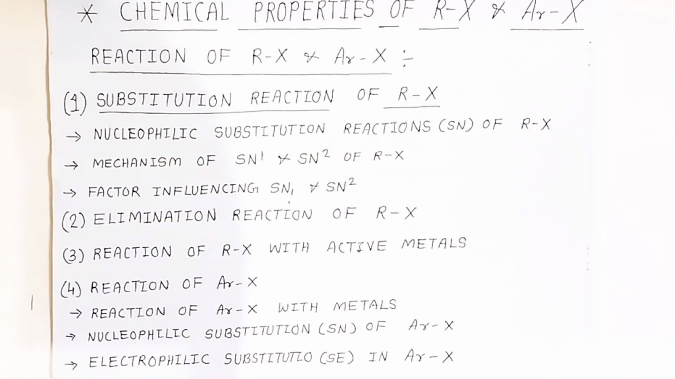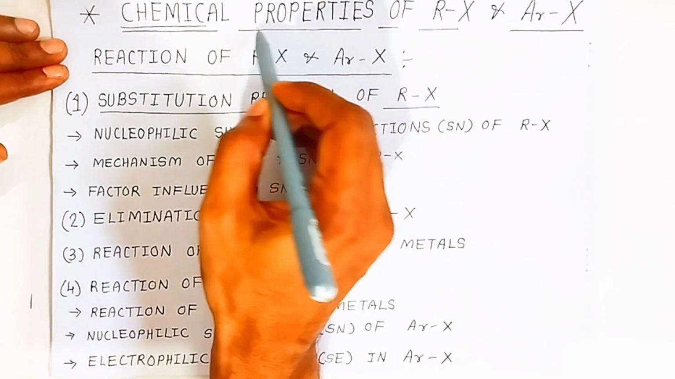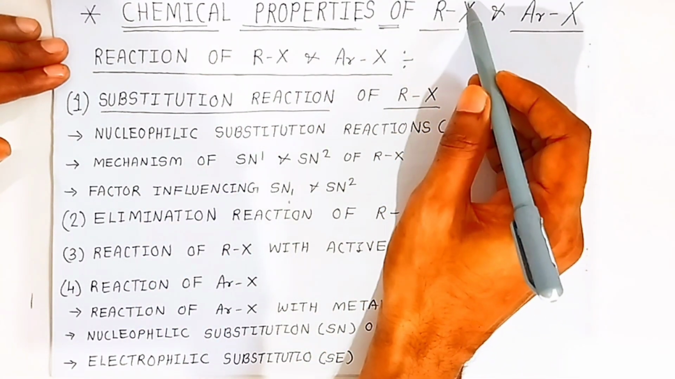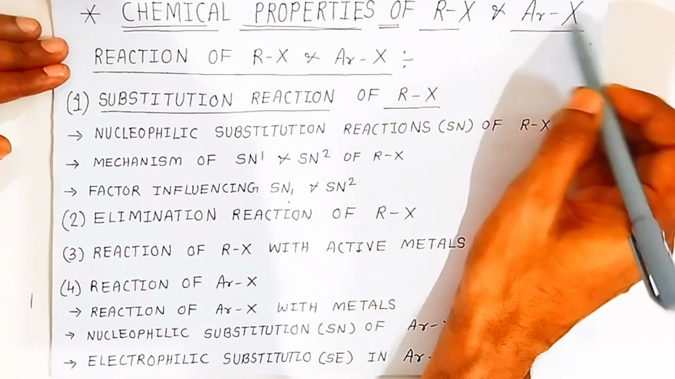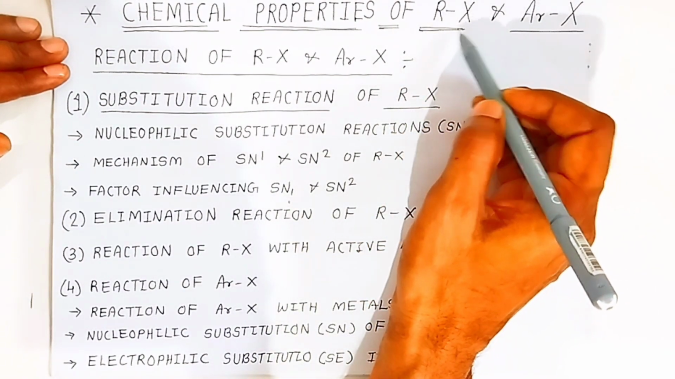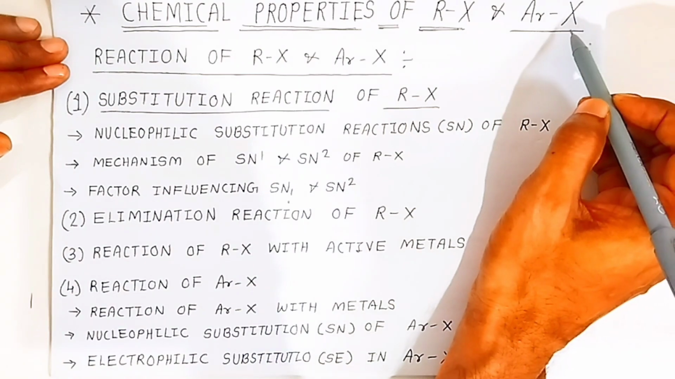In this video students, we are going to see the chemical properties of alkyl halide. This R stands for alkyl, here X stands for halide. Here this is aryl halide. This alkyl halide is also called as haloalkane. This is also called as haloarene.